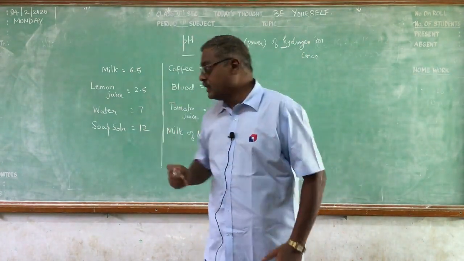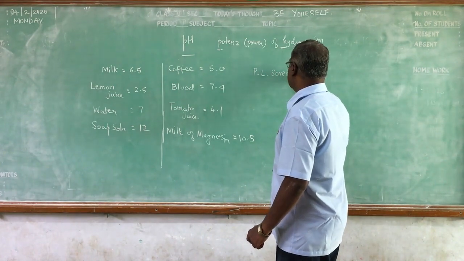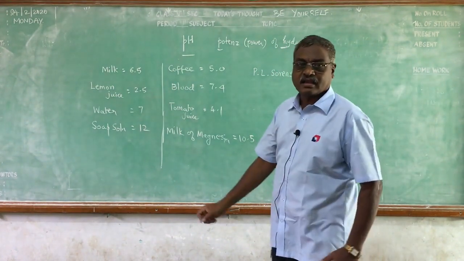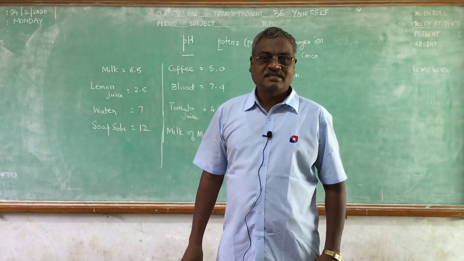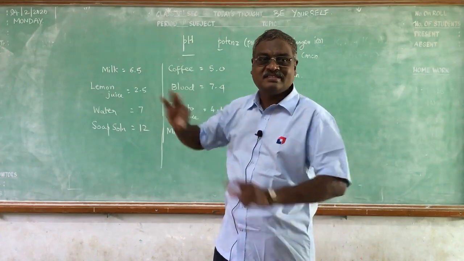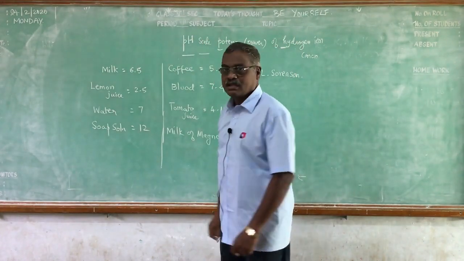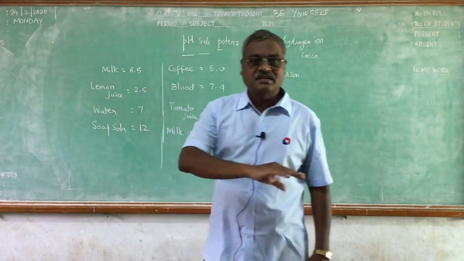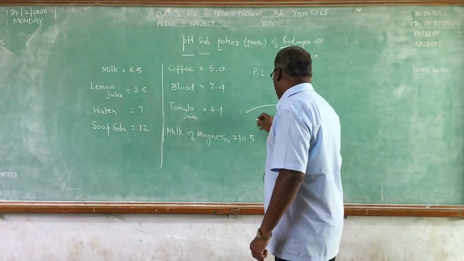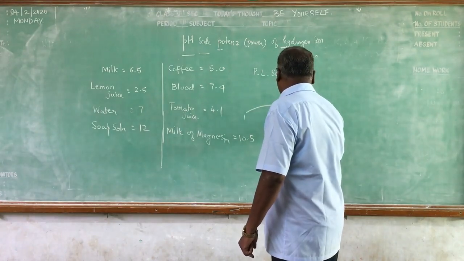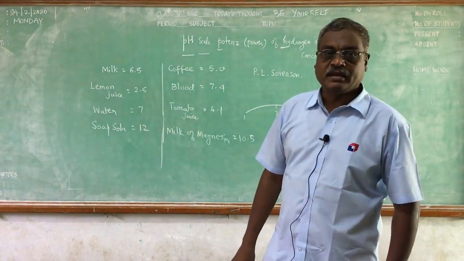Now, P.L. Sorensen is a chemist. He discovered how to find out acids and bases using this pH scale. We can say that pH is a scale by which we can measure acids or bases. This scale starts from 1 and ends at 14. The pH scale is 1 to 14.